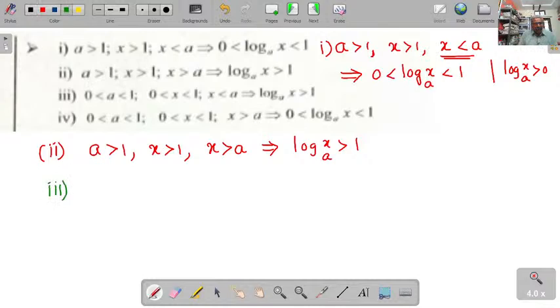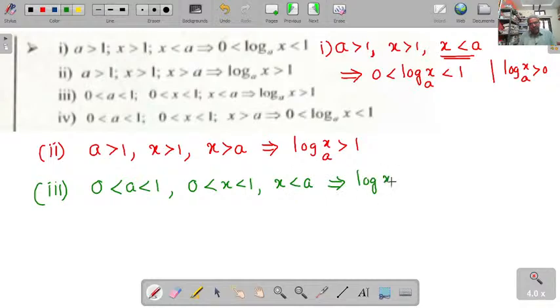Let us move to the third concept. Suppose the base is a decimal, lying between 0 and 1, and also 0 less than x less than 1, the number is also a decimal, and x is less than a. Obviously, my dear students, you remember, for log x to the base a, as a lies between 0 and 1, the symbol reverses, so log x to the base a is greater than 1.